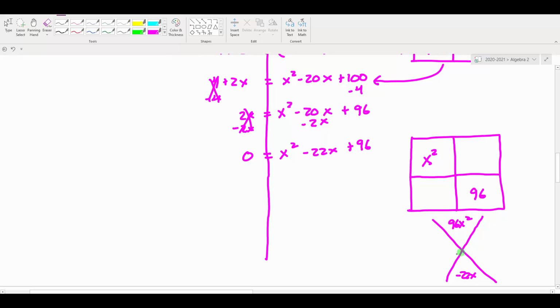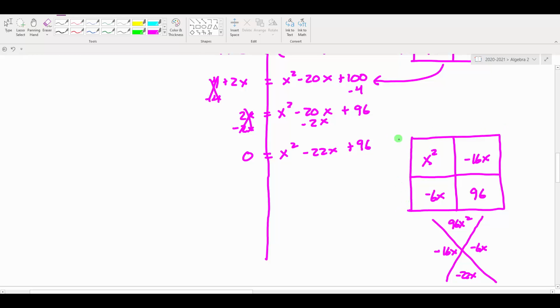And I'm looking for two numbers that multiply to give me 96 and add to give me a negative 22. So you might have to experiment a little bit. You might have to do a little bit of trial and error because these are bigger numbers. But the two numbers you should come up with here are negative 16x and negative 6x. All right, so if I multiply those, I get 96. If I add them, I get the negative 22. So that fills in my other diagonal.